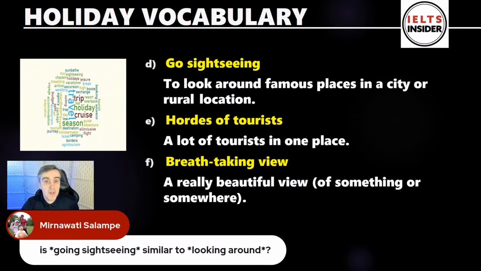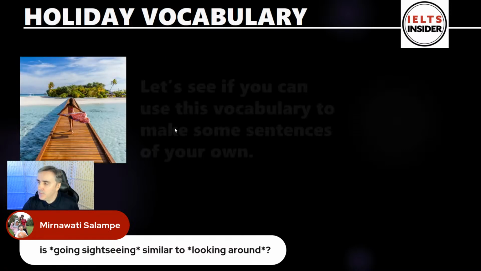Hordes of tourists, meaning a lot of tourists in one place, and breathtaking view, a really beautiful view. It could be of something or somewhere. It could be a building, for example. It just looks so amazing, it takes your breath away. Or it could be a natural landscape, something like mountains or beautiful rivers or whatever. So, those are our definitions.